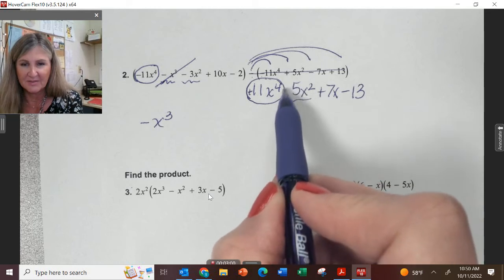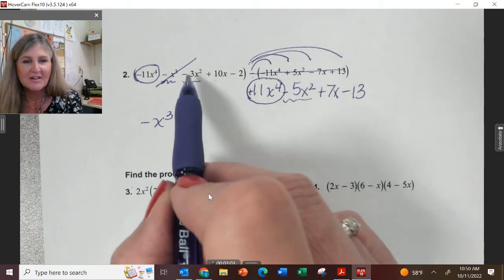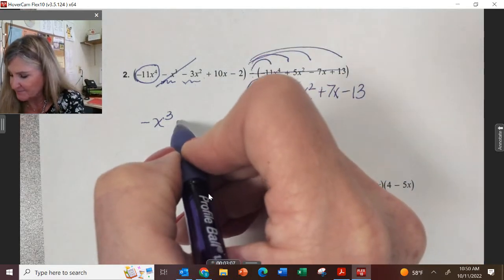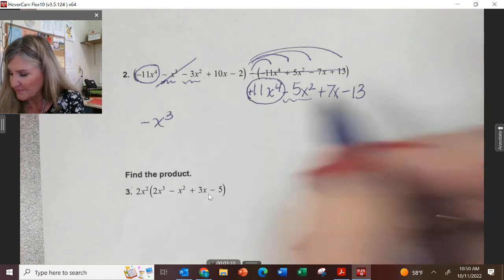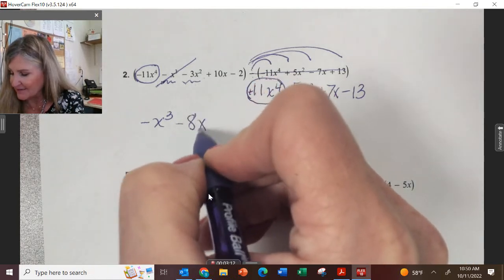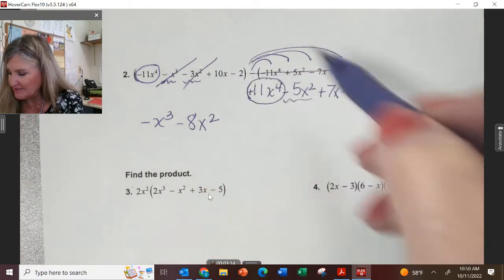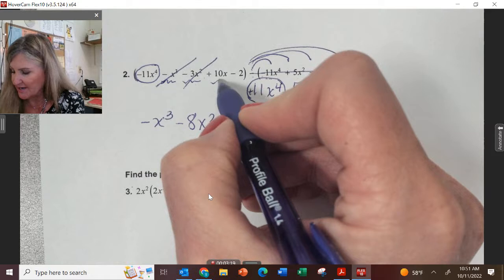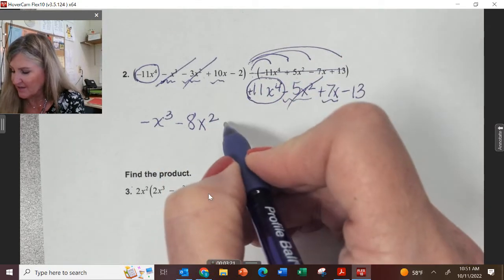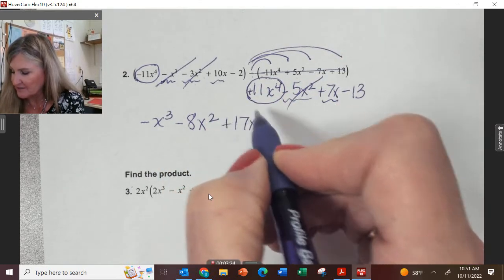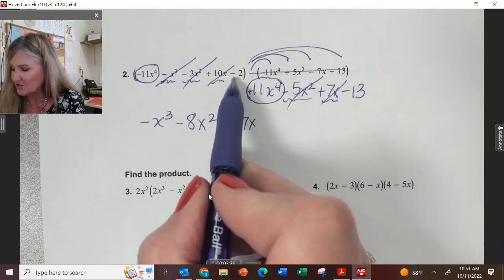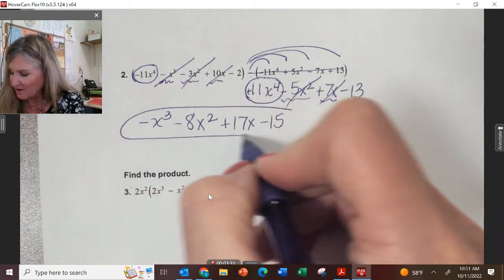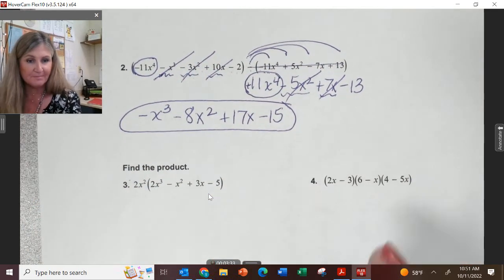My next like terms are negative 3x squared and negative 5x squared. Yeah, that was a negative. Sometimes that looks like a plus after that circle. So if we have negative 3x squared minus 5x squared, what are we going to have? Negative 8x squared, right? So we did this, we're done. The next like terms we have are 10x and 7x. What's that going to give us? 17x. Done. And our last terms are negative 2 minus 13, which is minus 15. So we are finished with that one.